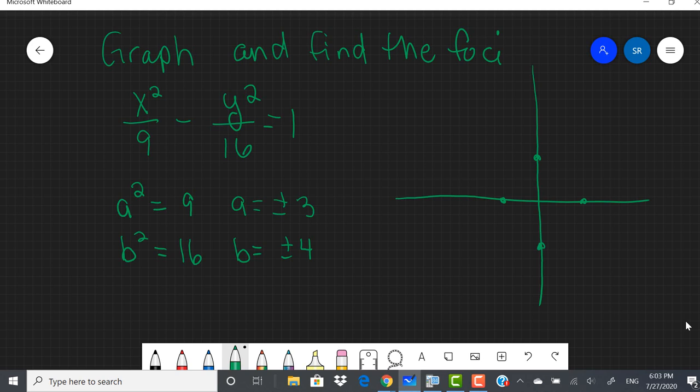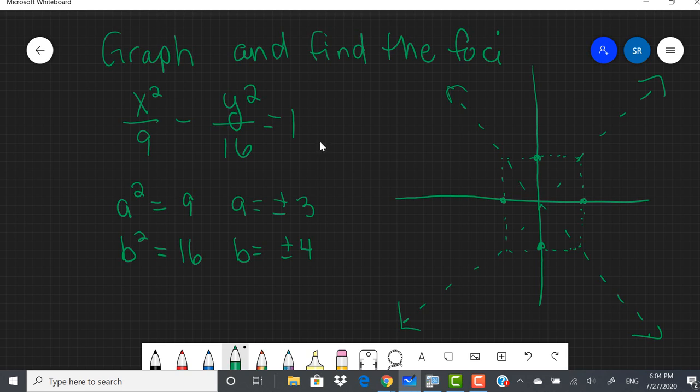Now, instead of making an oval like the ellipse, we're going to make a box. So instead of making straight curves, I'm going to make a box like this. And notice I didn't make solid lines. I made dashed lines or weird little dots. And then I'm going to make a diagonal cutting through my box on the diagonal. See what I'm doing here? I'm making these lines. These are called asymptotes.